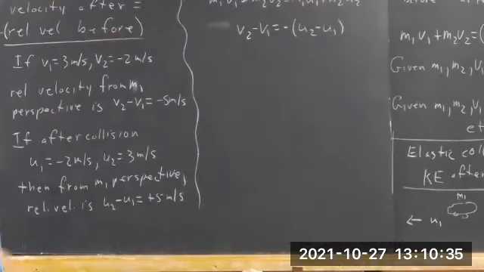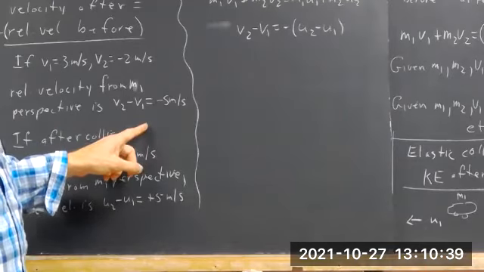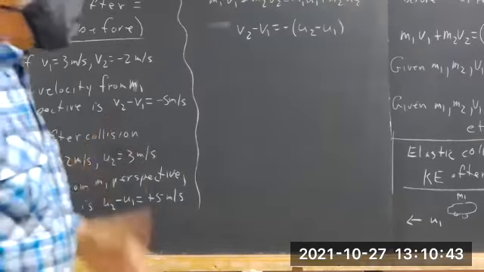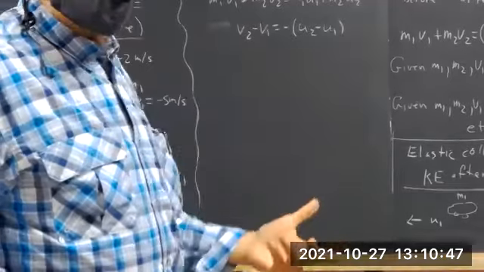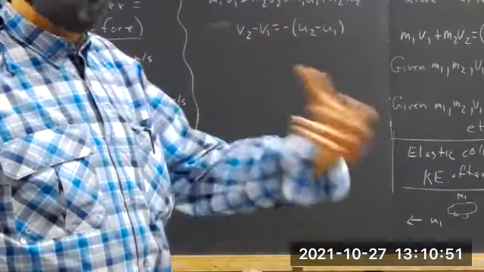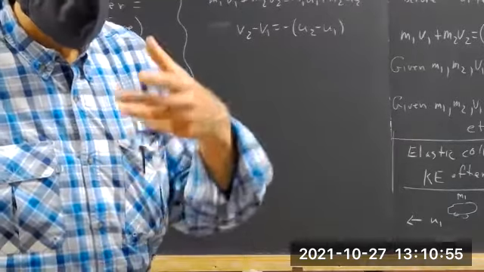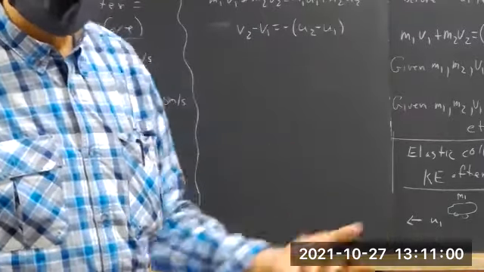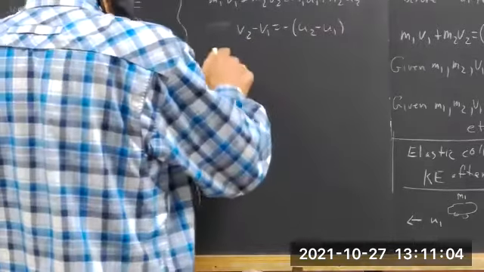For mass 2, the relative velocity would be V1 minus V2, and here it would be U1 minus U2. If I change the signs on both sides, that's exactly what I get, so those two would be equal. It doesn't matter from which perspective you observe it. The relative velocity, as long as it's observed from the same mass, is going to be the same. So if you write this backwards, it's equivalent.